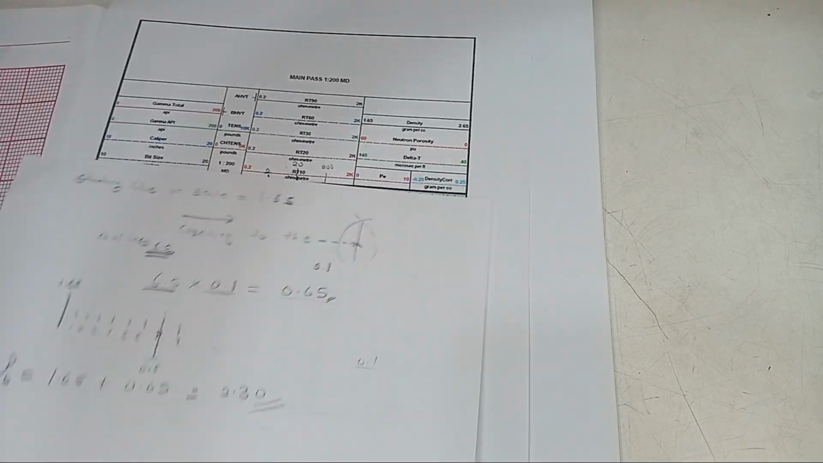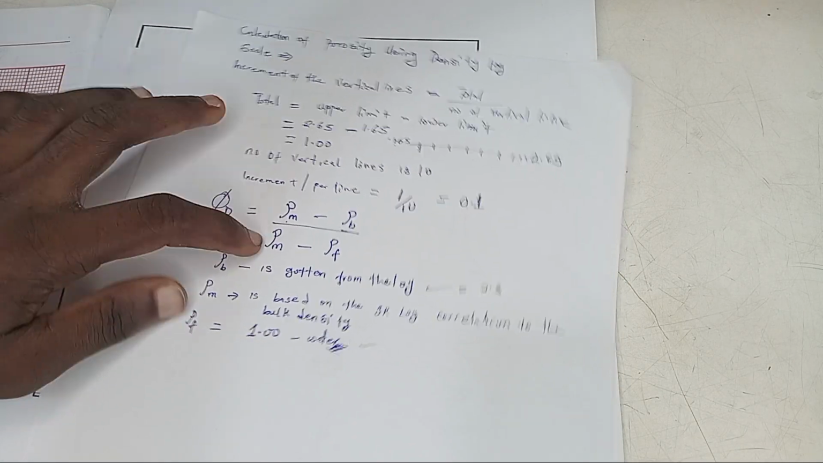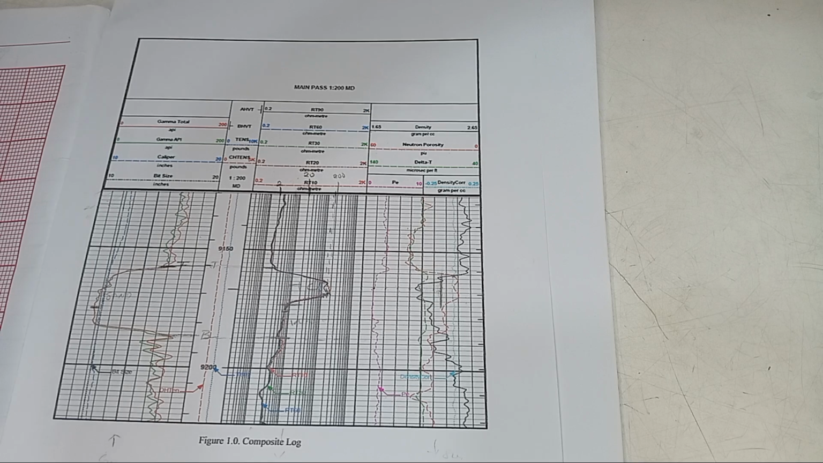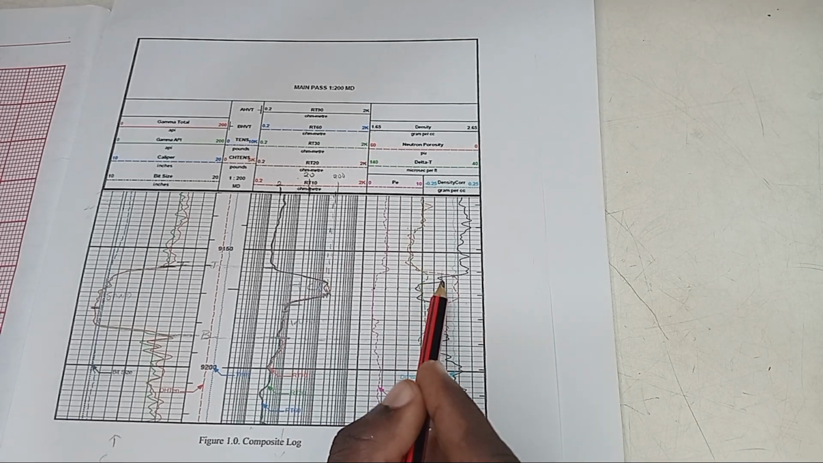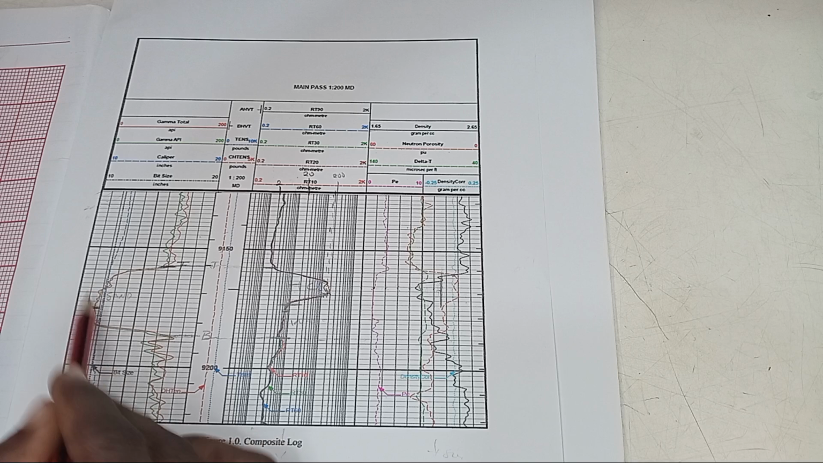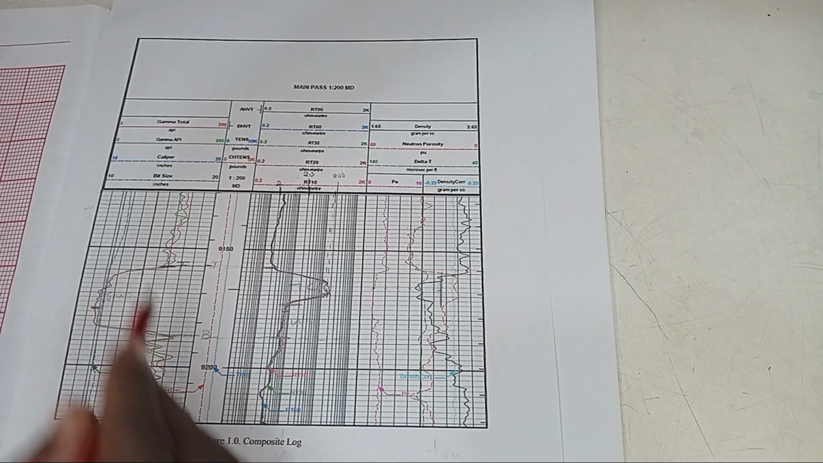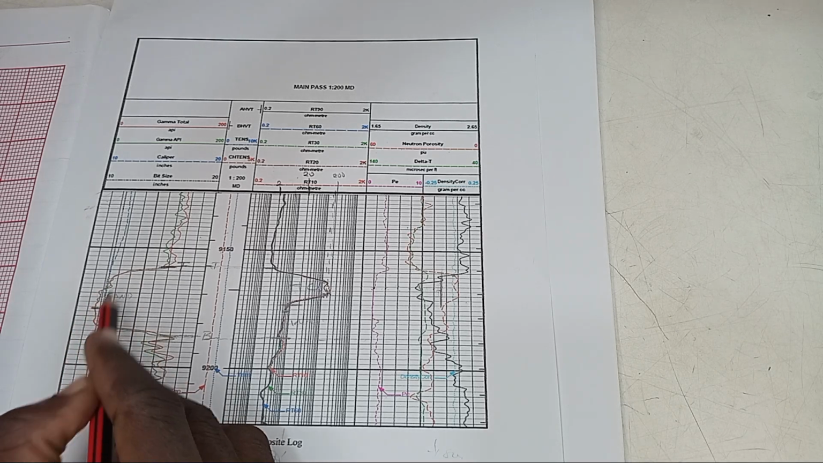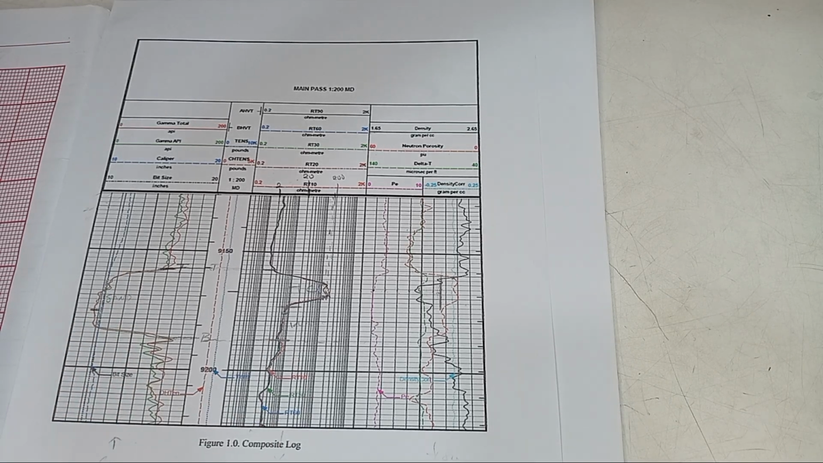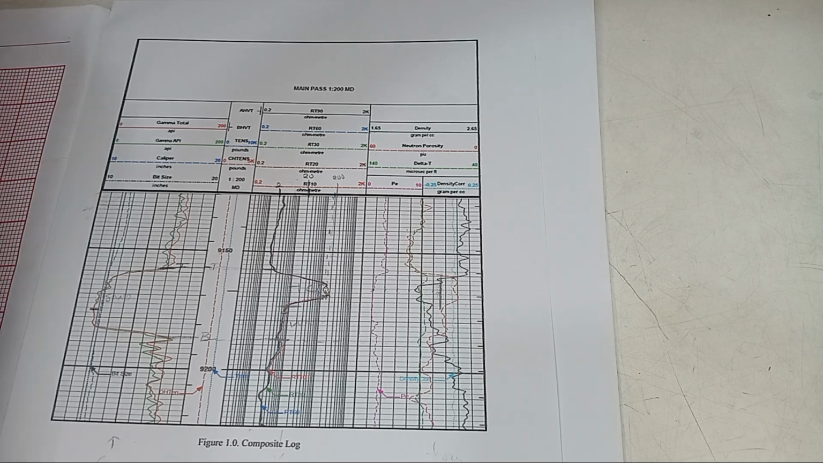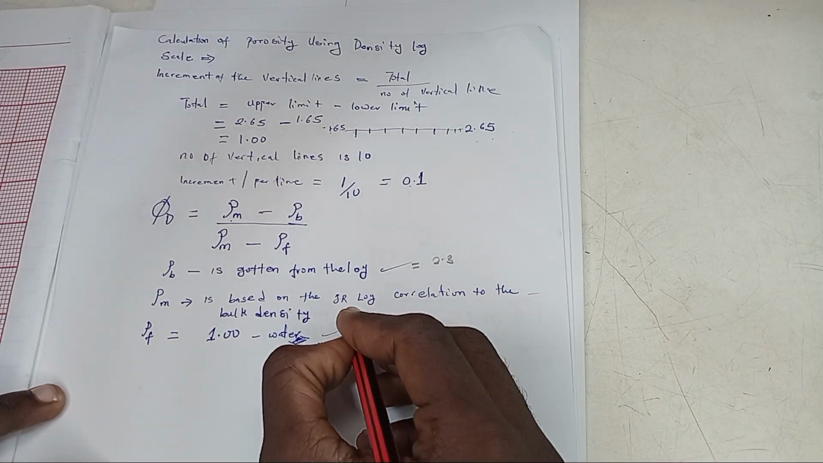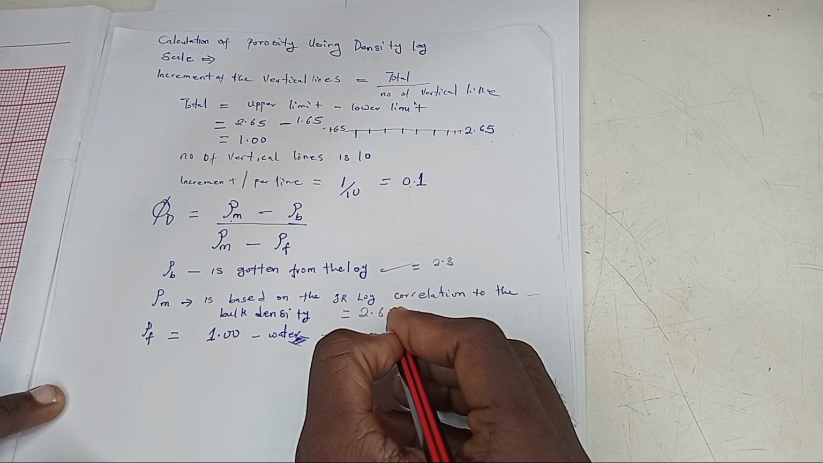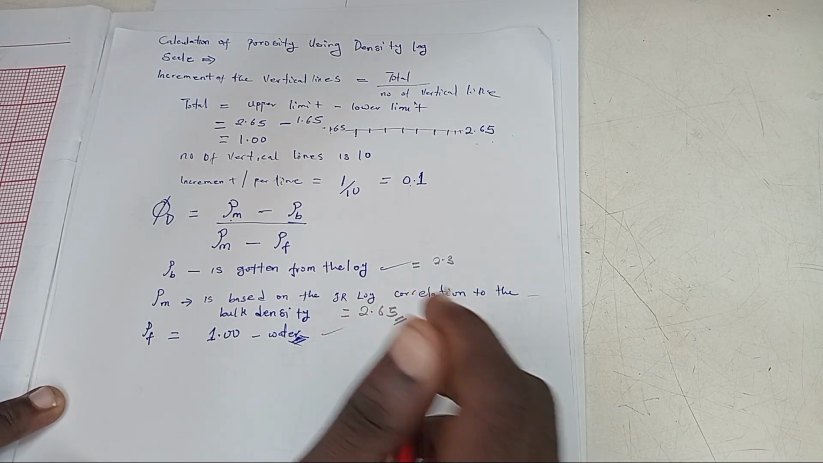I've done the neutron. Now your matrix. How do you get the density of the matrix? It is very easy. If you look at your log, where does this point fall? This is in your sandstone. Because it's in the sand region, we use the matrix for sand. What's the matrix for sand? 2.65. So just use 2.65 as your density of matrix.